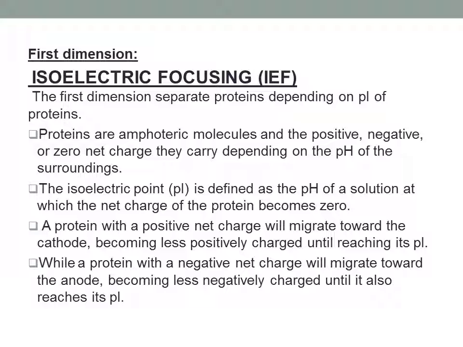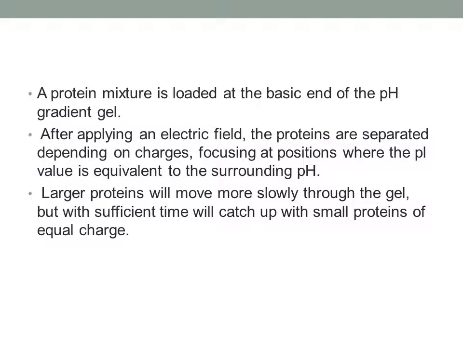The protein with a positive net charge will migrate towards the cathode, becoming less positively charged until reaching its isoelectric point, while protein with a negative charge will migrate towards the anode, becoming less negatively charged until it also reaches its isoelectric point.